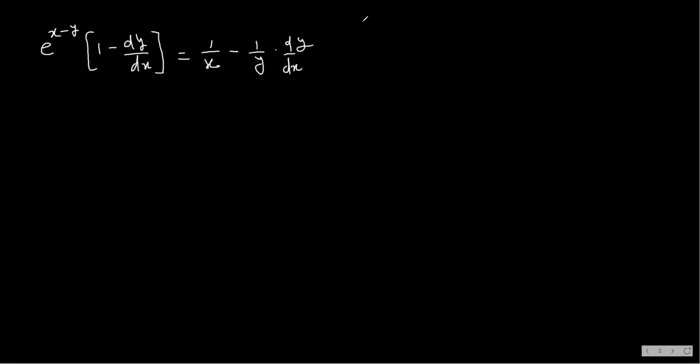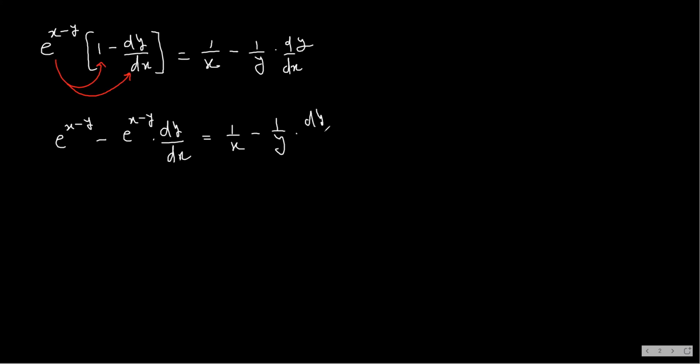Now next step, you know what will happen. Since we see dy by dx twice, you will try getting them on one side. Before that, you will multiply this e raised to x minus y inside the bracket. This will get you e raised to x minus y into 1, which is e raised to x minus y, minus e raised to x minus y into dy by dx. And here you have 1 upon x minus 1 upon y dy by dx. You will take this 1 upon y dy by dx and shift it onto the left hand side with this dy by dx term, and this one we will shift to RHS.